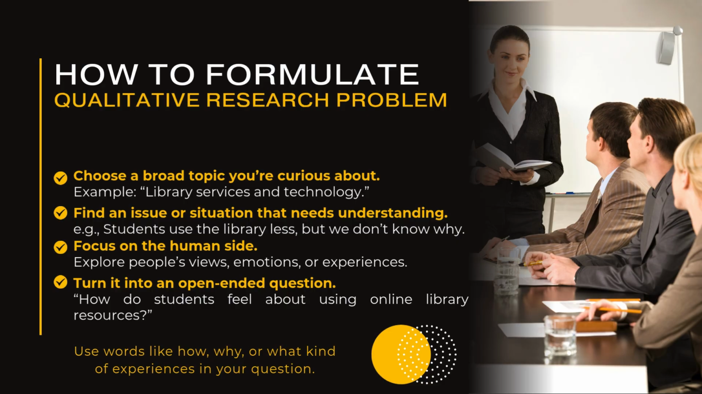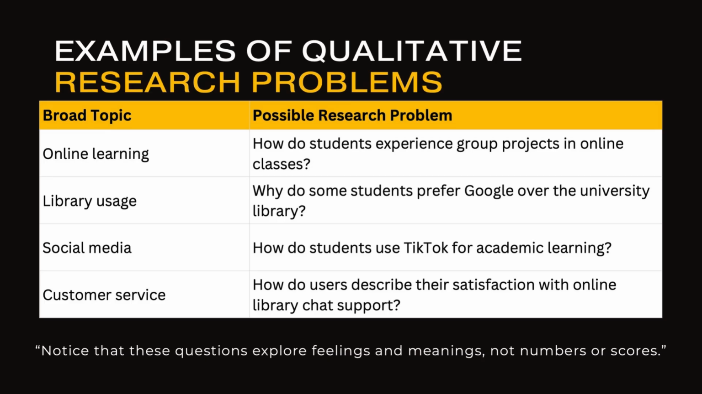Step 4. Turn it into an open-ended question. For instance, how do students feel about using online library resources? Notice how it invites explanation rather than a simple yes or no answer. When forming your qualitative question, always use words like how, why, or what kind of experiences. These invite stories and meaning instead of numbers and statistics. Let's look at a few examples of qualitative research problems to see how they're framed.